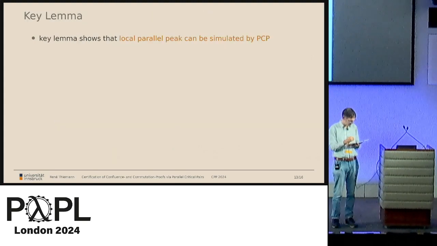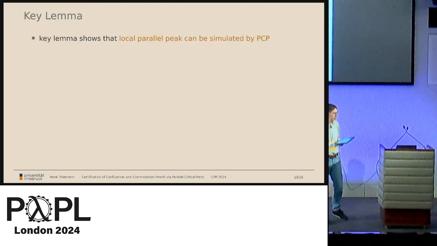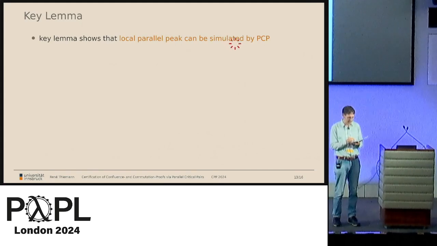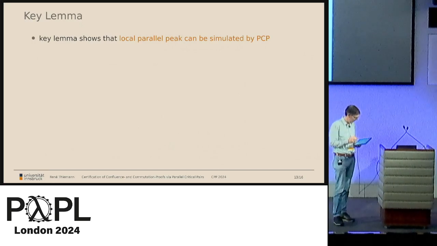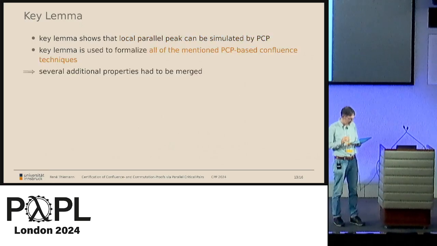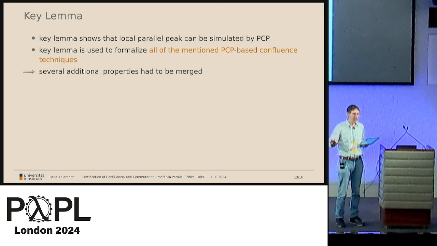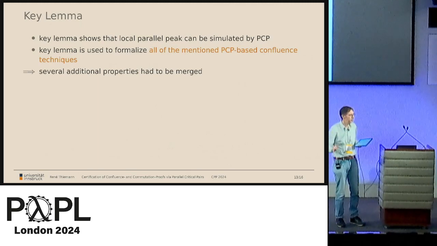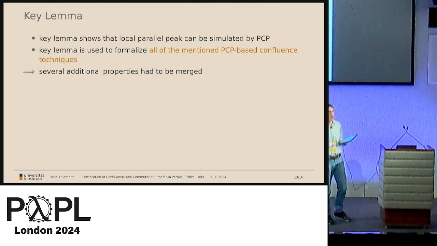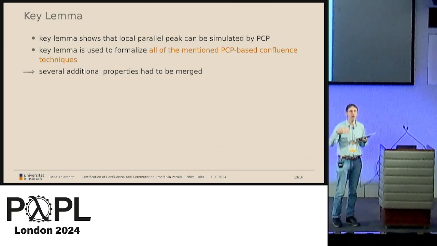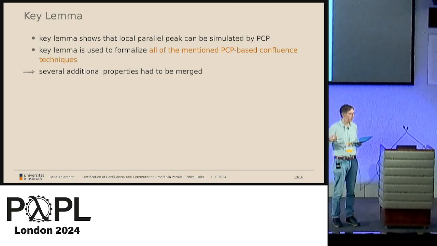And then we go to the key lemma. The key lemma basically states that local parallel peaks can be simulated by a parallel critical pair. And this is the key lemma and was the most tedious lemma of all of this development. The problem is that we wanted to have this key lemma and reuse it for all of the other confluence techniques. So we had to make it so strong that all of the additional properties that are used by all of these techniques are available in one go, and that it is general enough to capture the reasoning in one go.